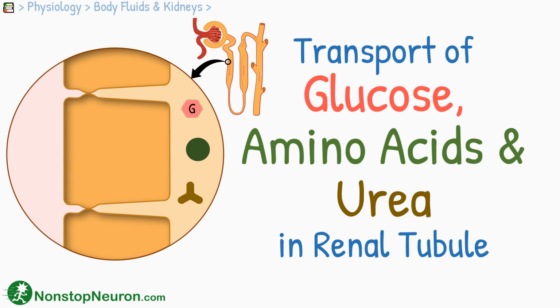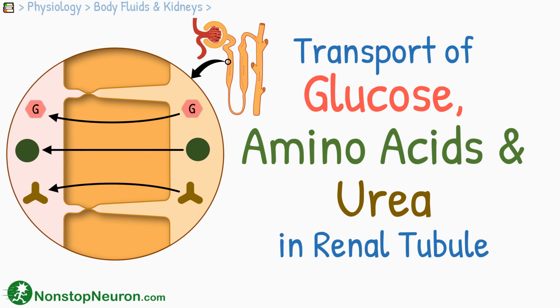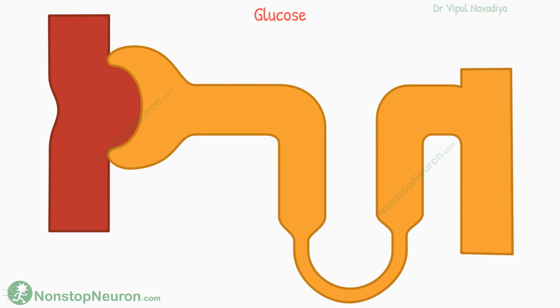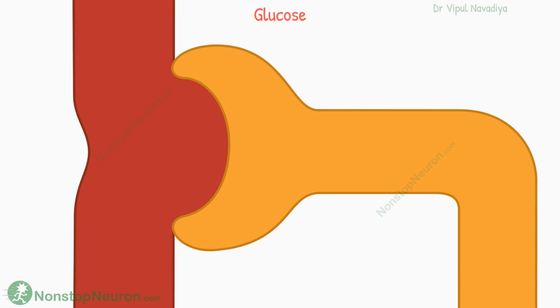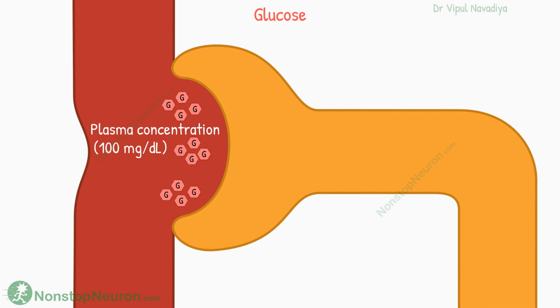In this video, we will see the transport of glucose, amino acids, and urea in renal tubule. So let's start with glucose. First, let's take a look at its filtration at the glomerulus. Its concentration in plasma is about 100 mg per deciliter. Or in simple words, 1 mg per milliliter.